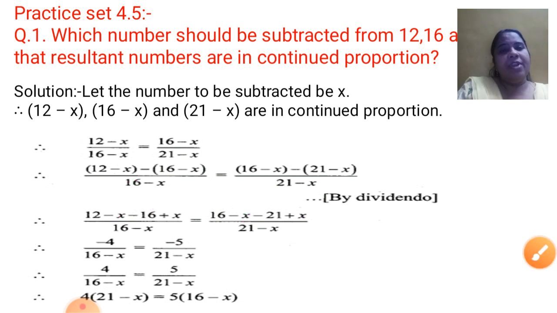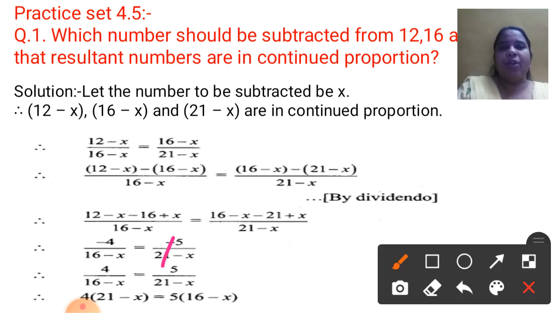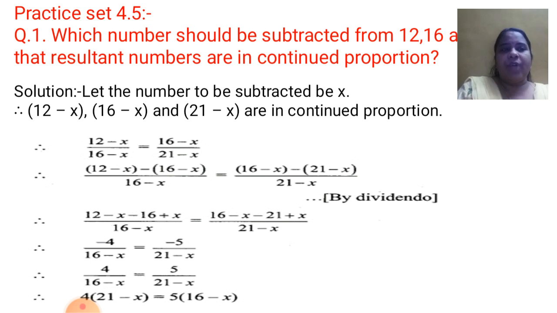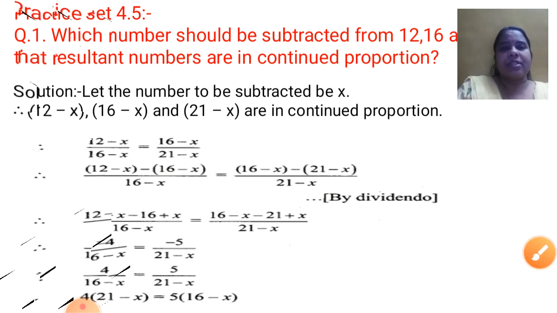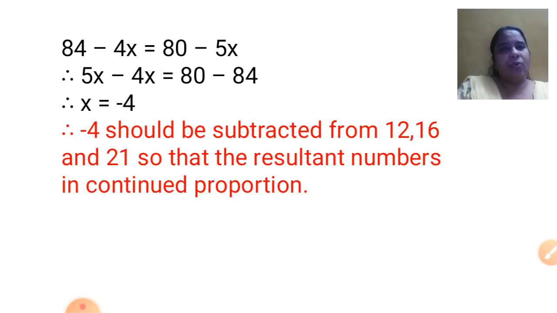Right? Now you need to cross multiply with these terms. Before that, minus minus can be cancelled from both sides, so that calculation becomes easy. Now cross multiply. 4 into 21 minus x is equal to 5 into 16 minus x. So 4 into 21 will give you 84 minus 4x and 80 minus 5x.